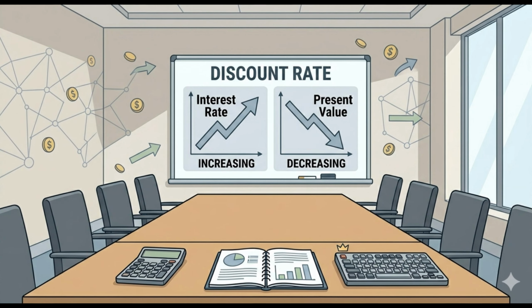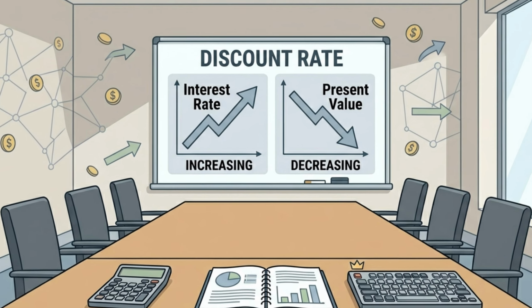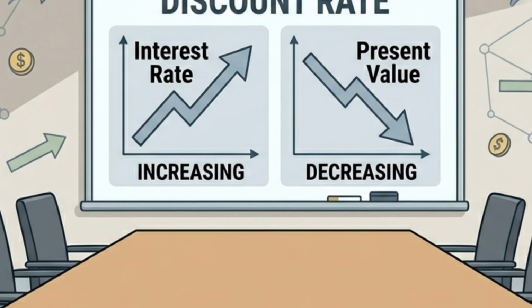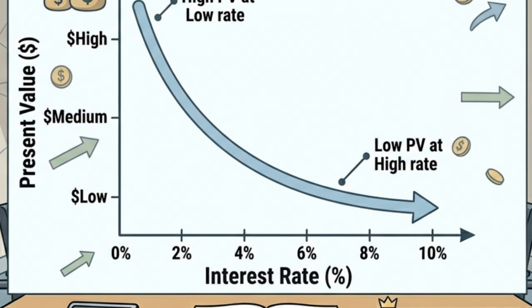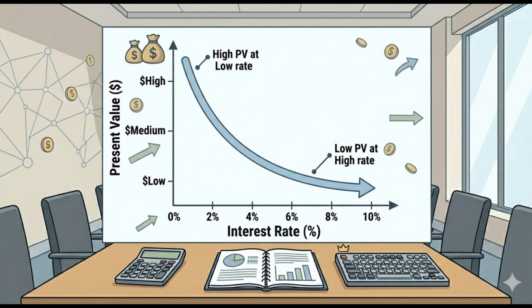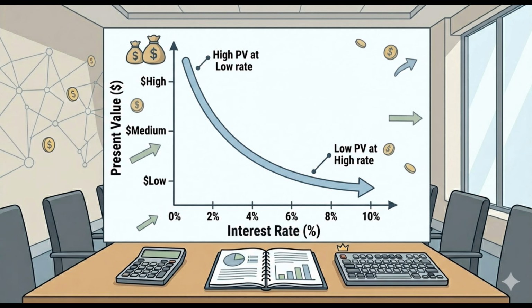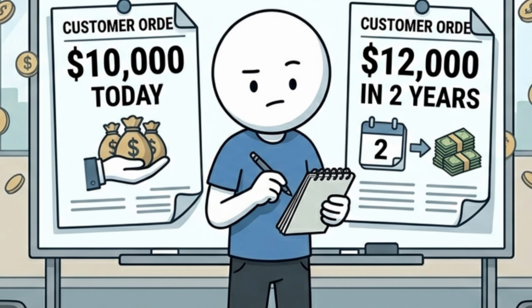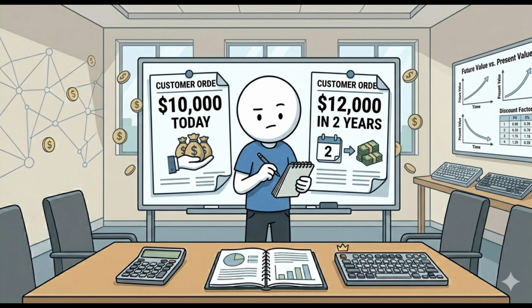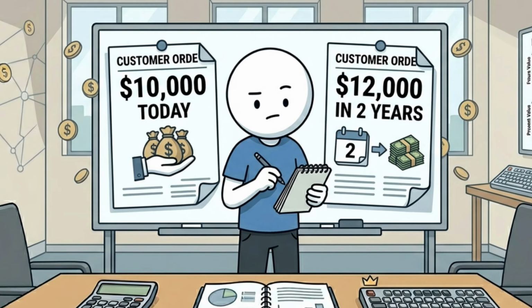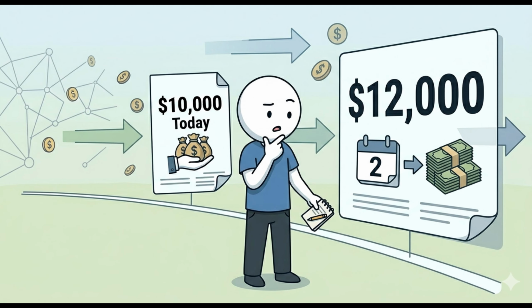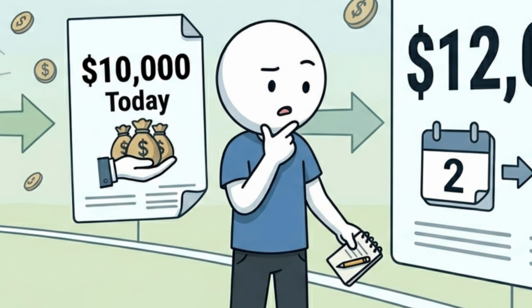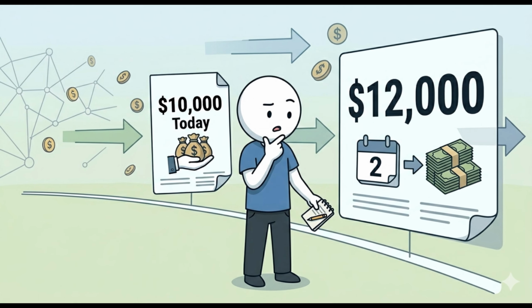Present value is the truth serum of corporate finance. It allows John to compare completely different financial options on a level playing field. Imagine John is choosing between 2 orders. Order A pays $10,000 today, and Order B pays $12,000 in 2 years. Without PV, you might be tempted by the $12,000, but by discounting Order B back to the present, he can see which one actually puts him in a better position right now.